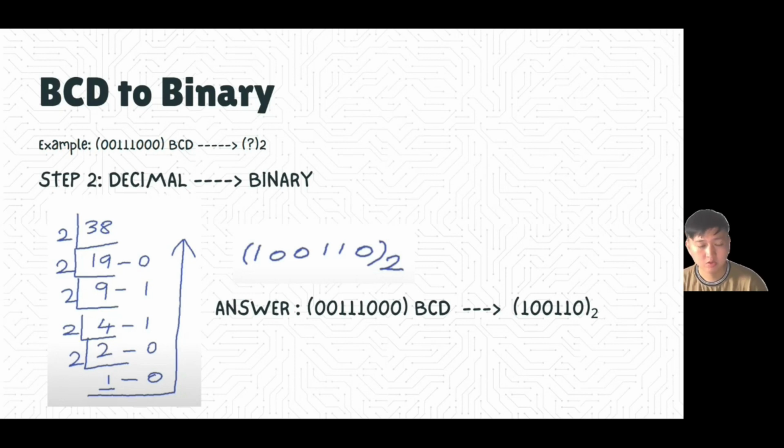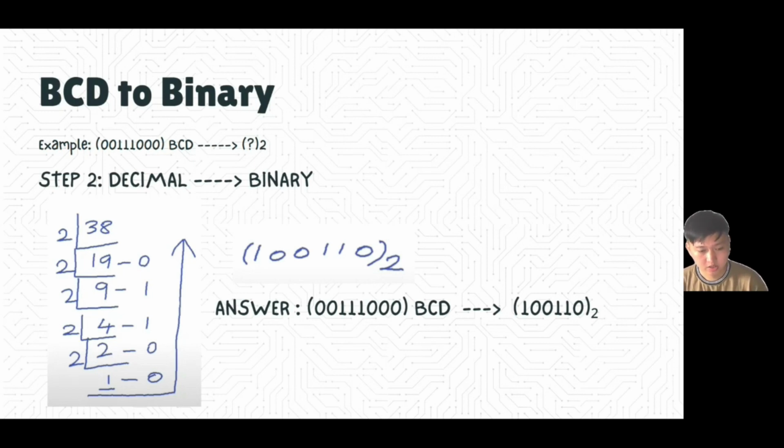38 divided by 2, the quotient is 19, remainder 0. Then 19 divided by 2, the quotient is 9, remainder 1. 9 divided by 2, the quotient is 4, remainder 1. 4 divided by 2, the quotient is 2, remainder 0. And then we will get 2 divided by 2, quotient 1. We will stop at this 1 because 1 is less than 2.